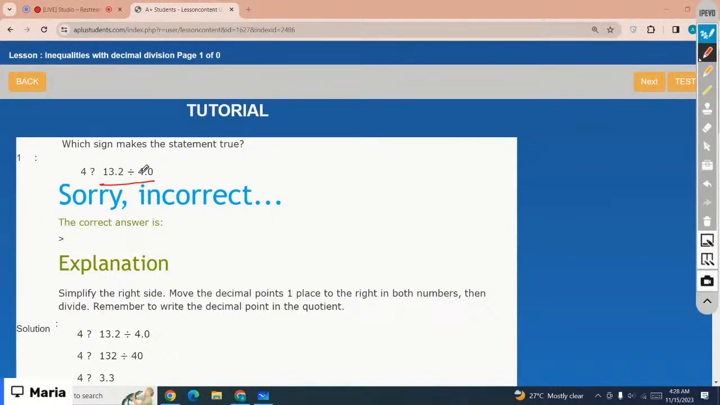So you have 13.2 divided by 4. Move for both the digits, move decimal one place, right? Because they both have one decimal value. So move one decimal, so it would be 132 divided by 4. So when you divide 132 by 4, the answer is 3.3. So obviously 4 is greater than 3.3.